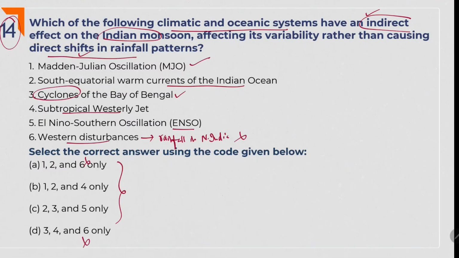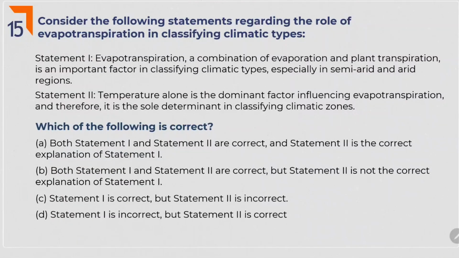And similarly, cyclones of Bay of Bengal. If you see, Bay of Bengal lies here. The cyclones of Bay of Bengal mostly affects this eastern India like Odisha, Tamil Nadu, Andhra. They don't have overall impact on the Northern India and Western India. So how we can say that Bay of Bengal cyclones directly impact overall Indian monsoon? So we can eliminate option 3 also. So obviously answer is 1, 2 and 4.